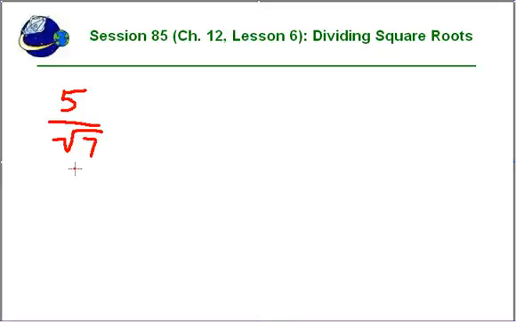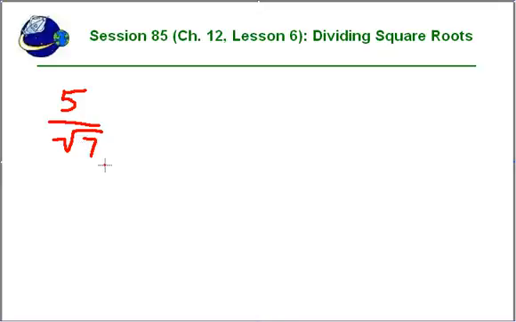We need to go through a process to remove this square root from the denominator in such a manner that we do not change the value of this fraction. The method that you go through to remove a square root from a denominator is called rationalizing the denominator. So once again here, our strategy will be to remove this radical sign.